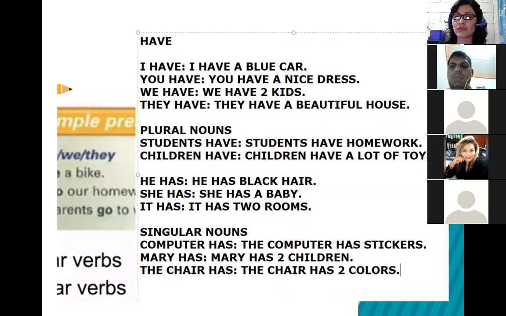So that is information that you can go ahead and use, right? To remember that have is an irregular verb, es irregular.